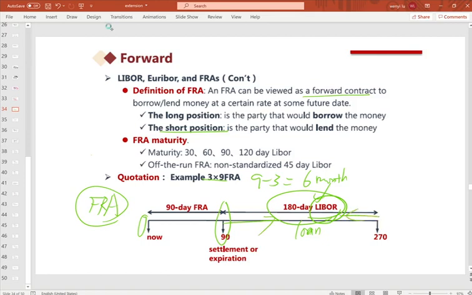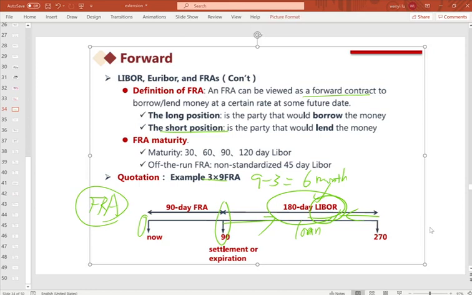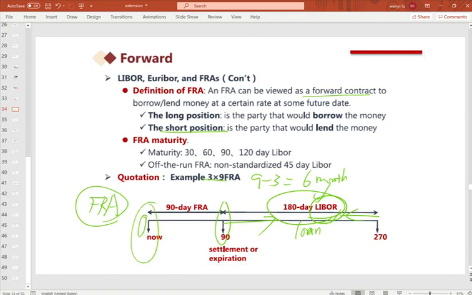So that's how the FRA works. You want to borrow money, you want to borrow dollars, from foreign lenders. And you are willing to borrow money for 6 months, but not for now, but for 3 months later. So you will sign this 3 by 9 contract. That means you sign a contract now, and in 3 months you will need the money.